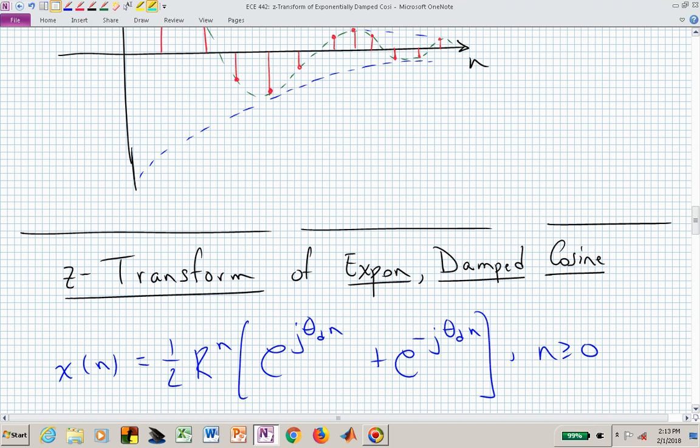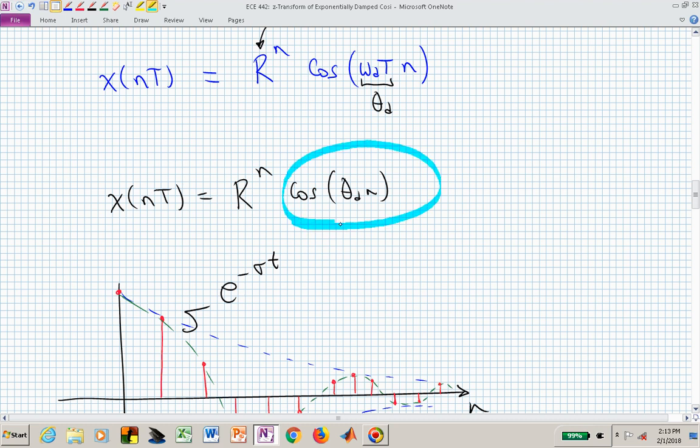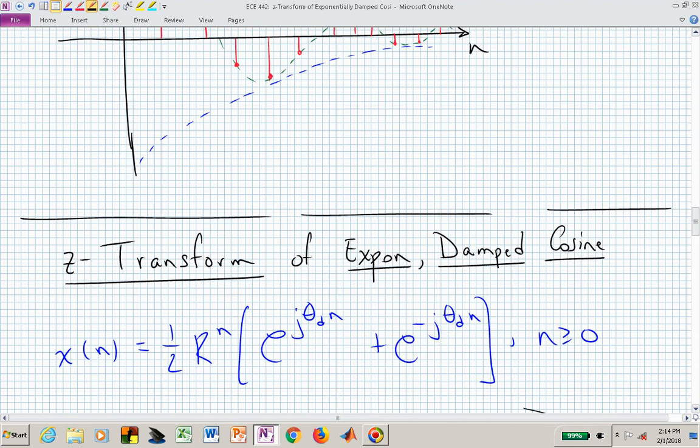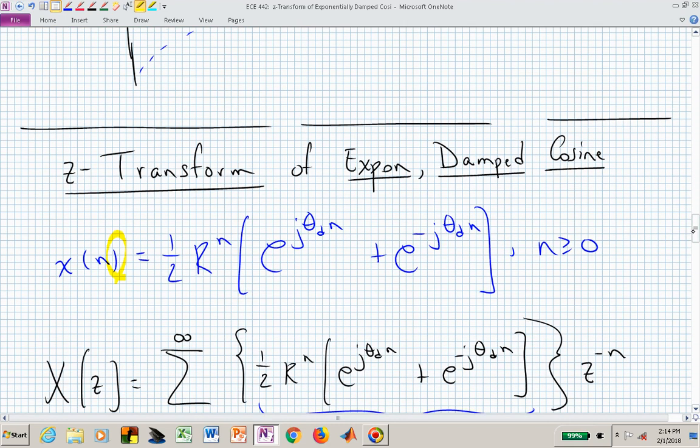Before we even get too far, we're going to go ahead and rewrite this cosine of theta sub d n as 1/2 of e to the j theta sub d n plus e to the minus j theta sub d n, and that's where we come up with this particular expression. That's now x of n, and again you can see that I have suppressed the capital T in my time domain expression. The capital T is actually already implicit in R, and it's also implicit in theta sub d. Remember, R was e to the minus sigma capital T, so the T is already in there, and theta sub d was omega sub d times capital T.